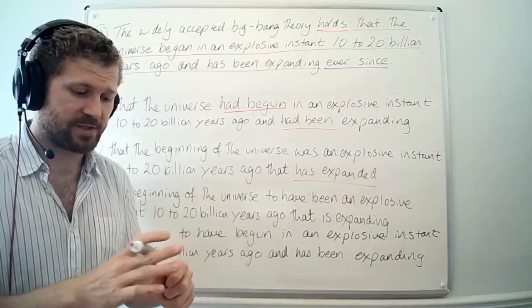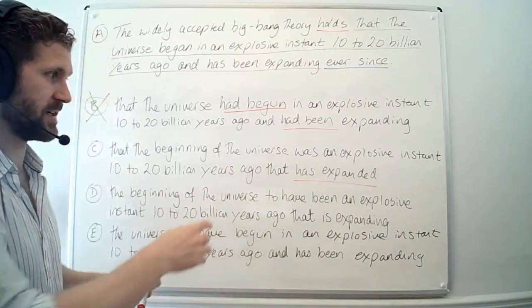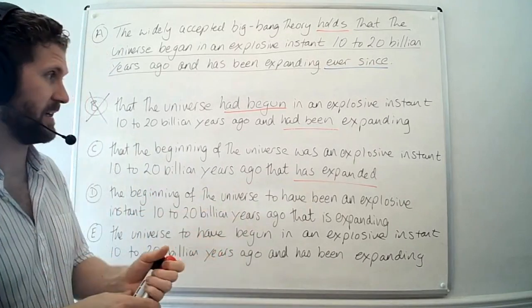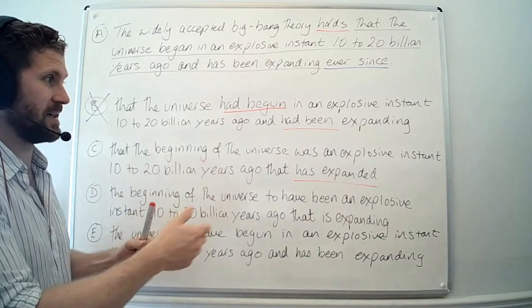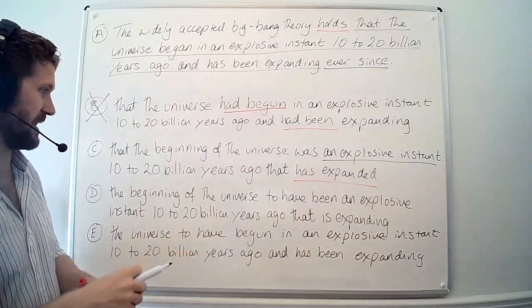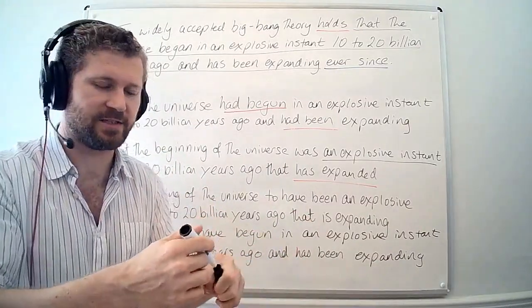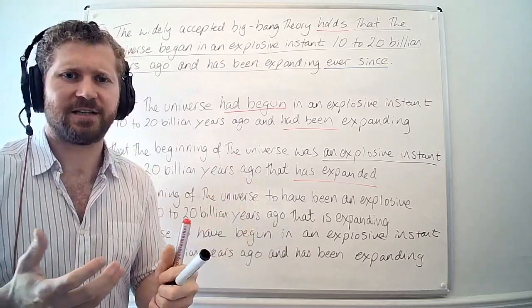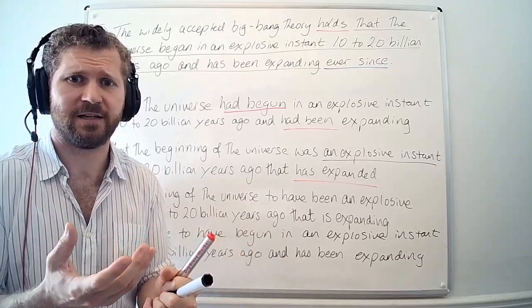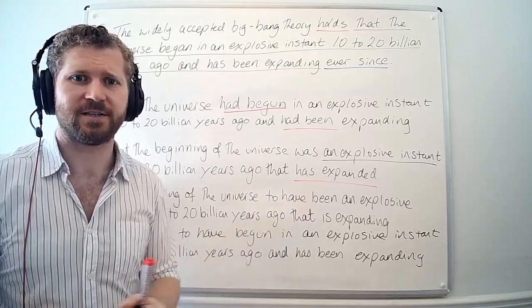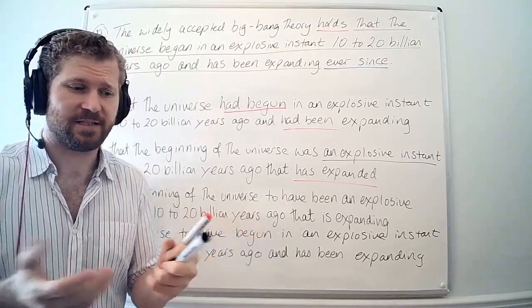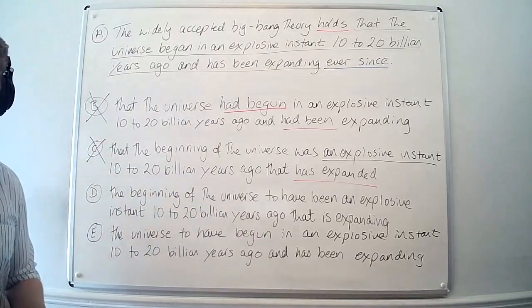But as I said, just because it works, let's not get too mechanical here. Let's go looking at the context. That has expanded. We've got something that has expanded, and we should probably go and find out what that is. Now, in this sentence, the thing that has expanded was the explosive instant. It's an explosive instant 10 to 20 billion years ago that has expanded ever since. And if you think about the context of this sentence, it's not the explosive instant that it's expanded, it's the entire universe that's expanded. And so for that reason, C doesn't make sense with the context of the sentence. The tense works, but it's relating to something that doesn't make any sense. So we can cross C out.